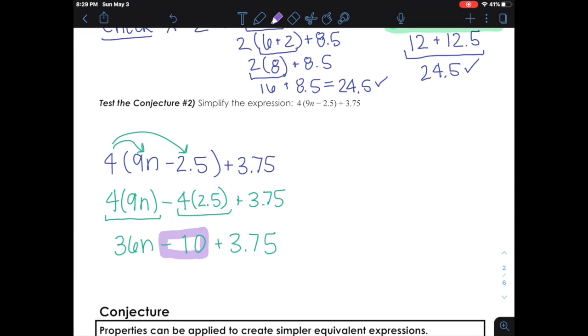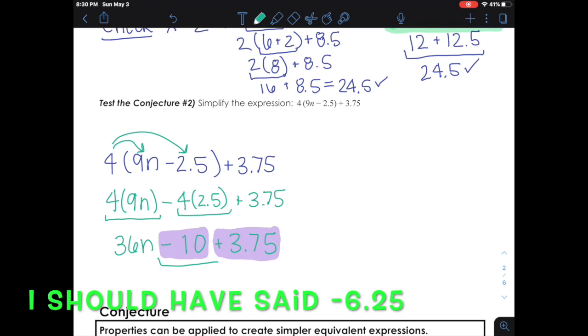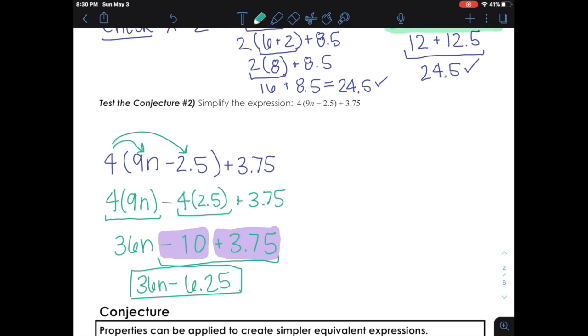So remember, when we're combining like terms, we have to take our symbols with it. So we do have 2 constants still, and those are like terms. But pay attention here because we have our negative 10 to start with. So if we have negative 10 and we add 3.75, that gives us negative 6.25. So here is our most simplified version of the expression above.